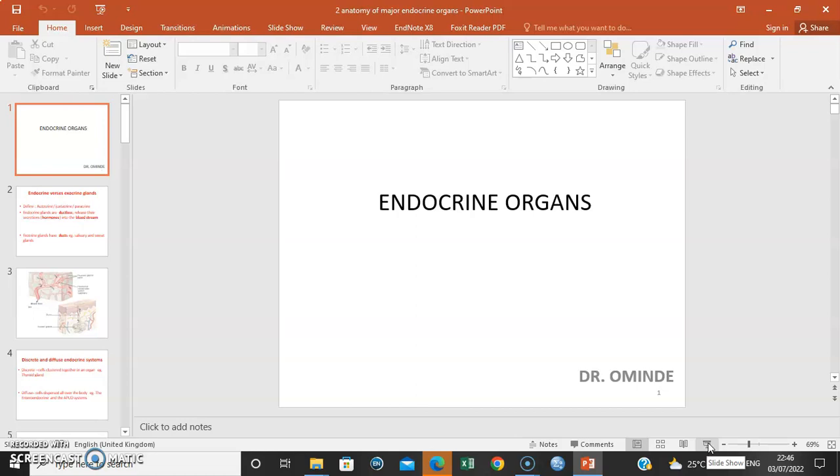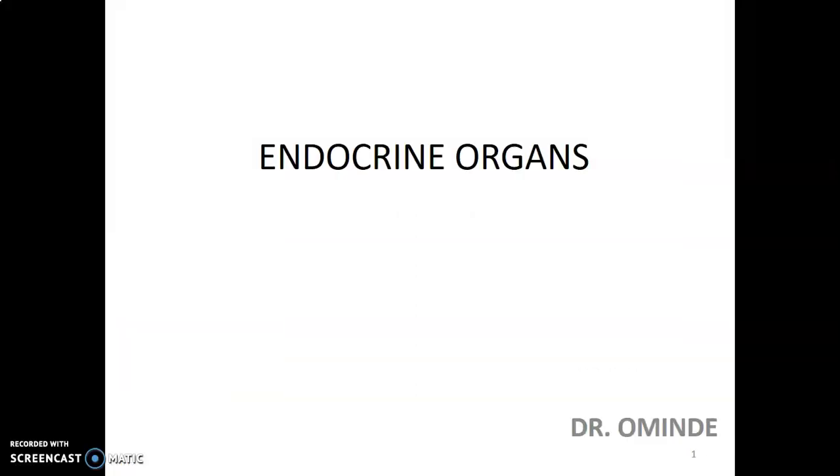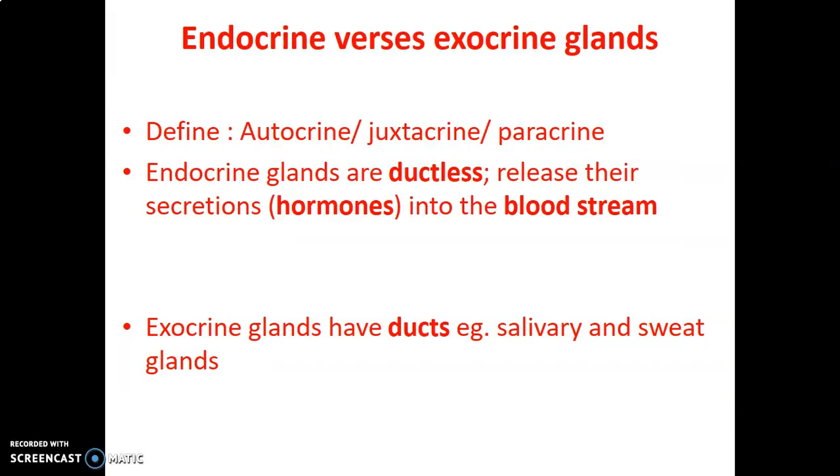Now, the endocrine organs, you need to know the differences between endocrine and exocrine, but you need to understand some terms. A hormone is a chemical substance that's produced by a cell to bind on a receptor, either on the same cell, the cell next to it, or the neighboring cells, or a distant cell, and cause an effect.